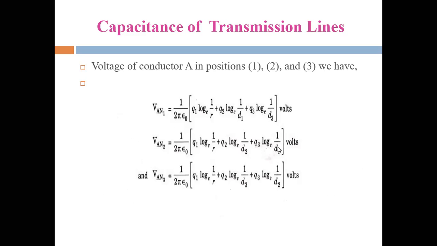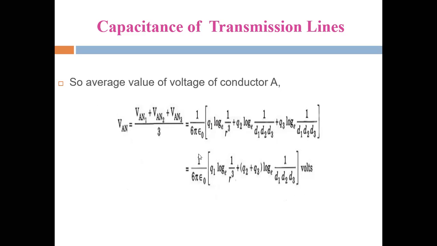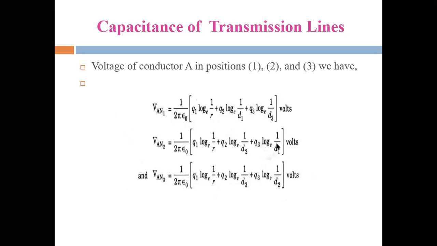D1 means the distance between conductor A and C. In the second diagram, what is the distance between conductor A and C? This is the A conductor and this is the C conductor. The distance between A and C conductor is D1.